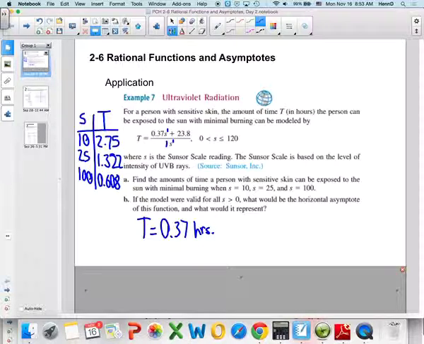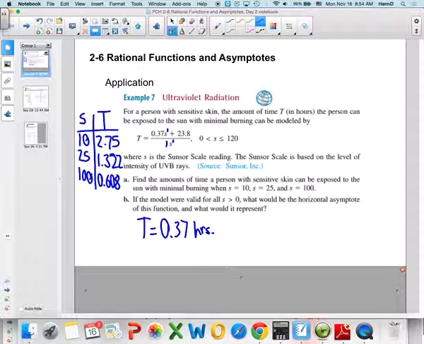What does this mean? 0.37 hours. What does that mean? You'll always be able to be out in the sun longer than 0.37 hours. For 0.37 hours or under, you won't get burned. Okay, yeah, and what you're saying is kind of the same idea, just looking at different sides of it.